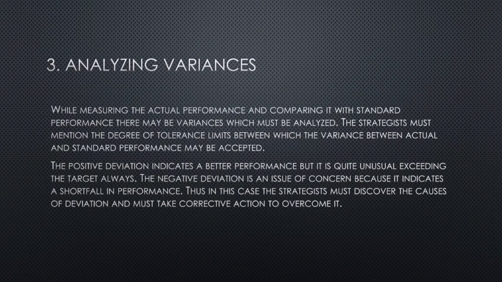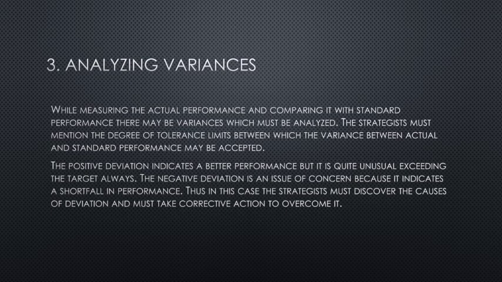Next topic under the strategic evaluation process, number 3, analyzing variance. While measuring the actual performance and comparing it with the standard performance, there may be a variance which must be analyzed. The strategist must mention the degree of tolerance limit within which the variance between actual and standard performance may be accepted.